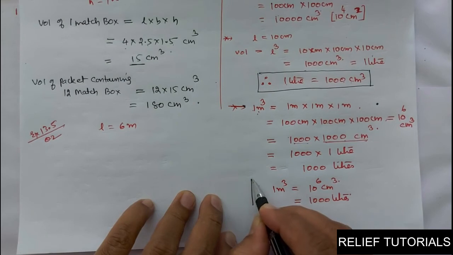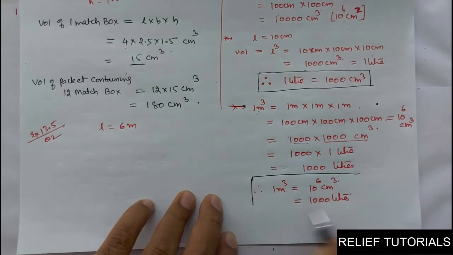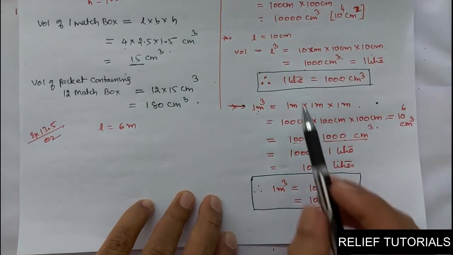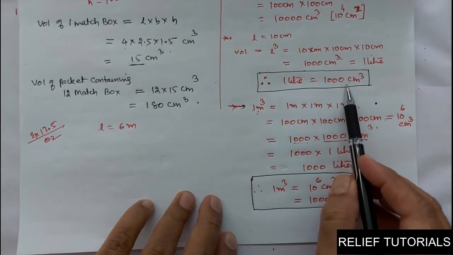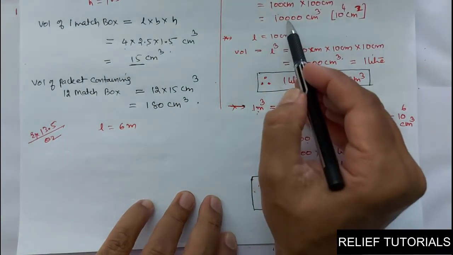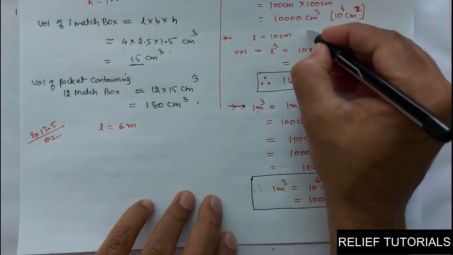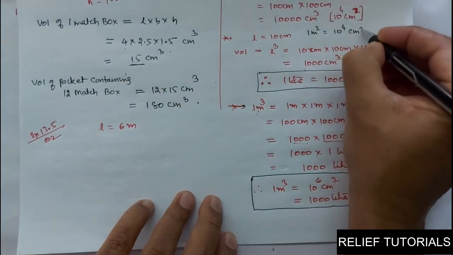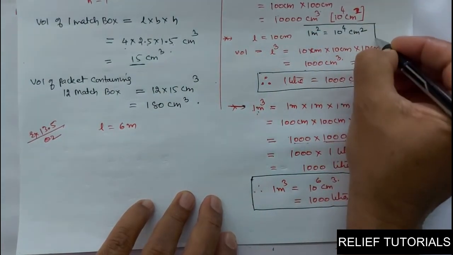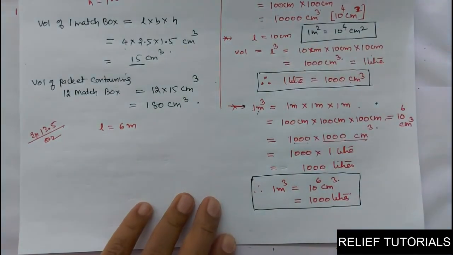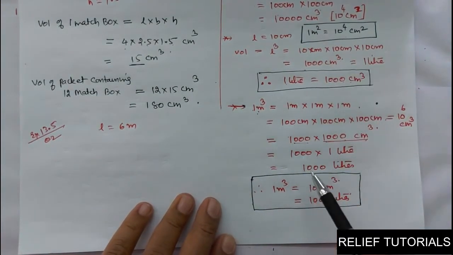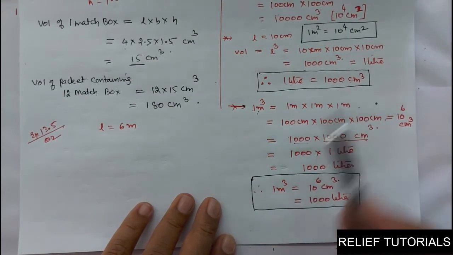So you just have to remember this box. I have explained how we have derived this conclusion. Otherwise, I can write 1 liter is equal to 1000 centimeter cube, and 1 meter square is equal to 10 raised to 4 centimeter square.